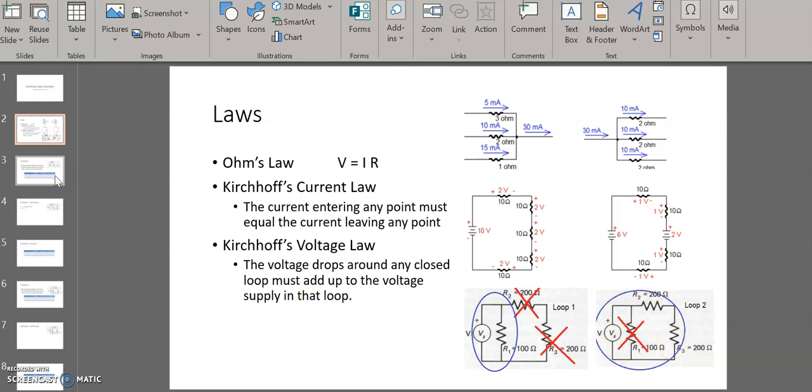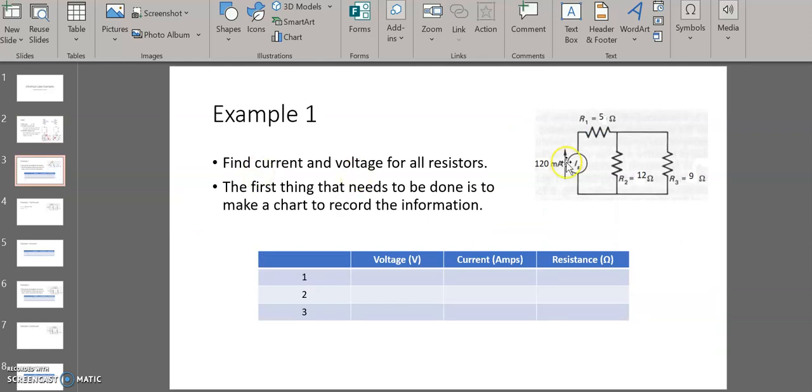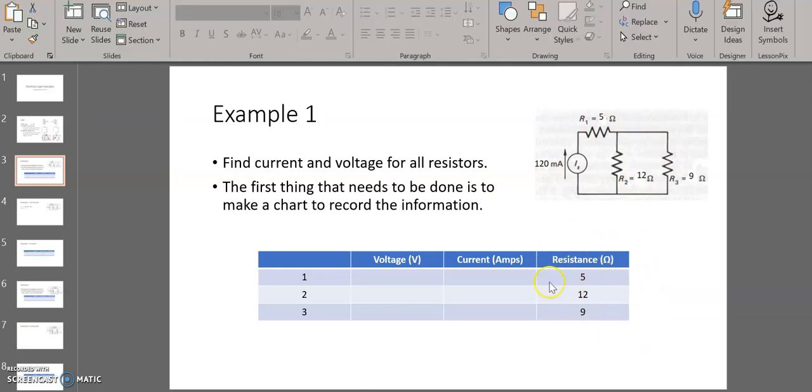Our first example is here. We're going to find the current and the voltage for all resistors. The very first thing that we're going to do is make a chart, so that we can organize our information. We can easily fill in our resistor values, and you can see that I've gone ahead and filled in those values on this chart. We need to find the voltage and the current that's left in our circuit, so that's what we're going to do on the next slide.